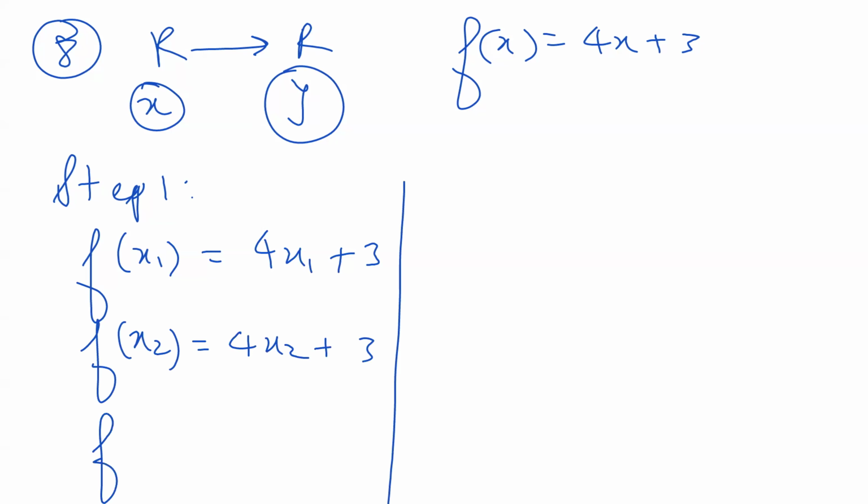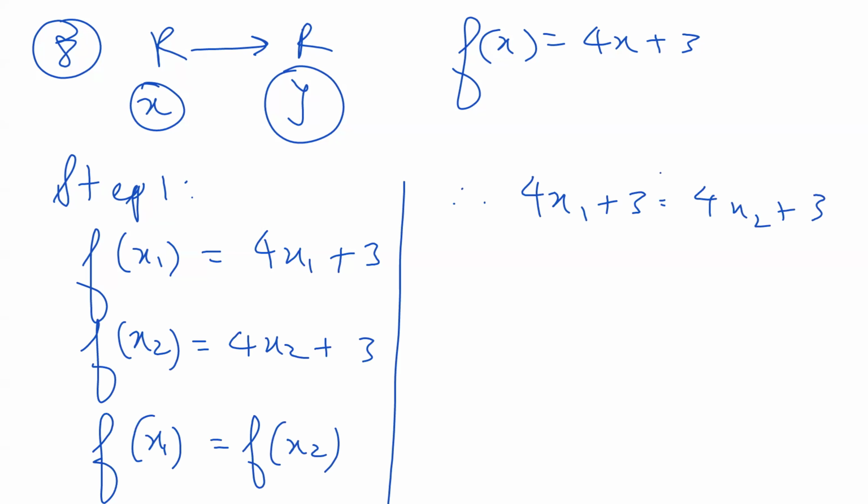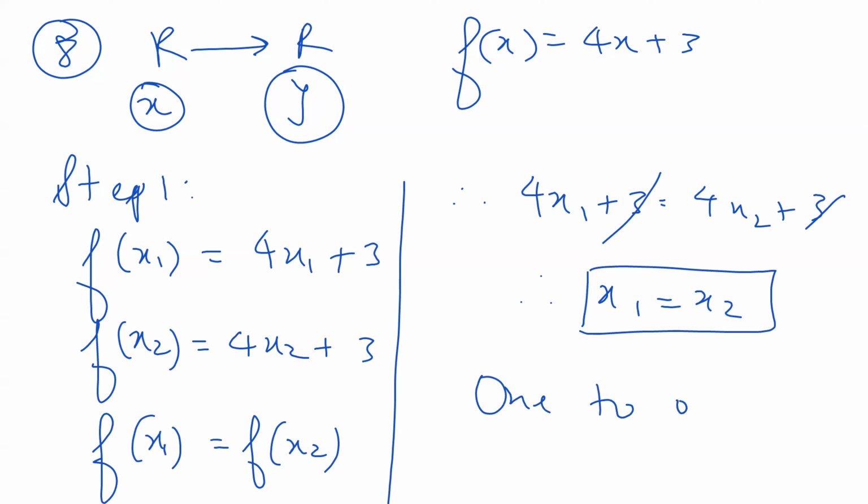Equate both. f of x1 equal to f of x2. Therefore, 4x1 plus 3 equals 4x2 plus 3. 4x1 is equal to 4x2. Therefore, x1 equal to x2. Therefore, 1 to 1, or it is injective.